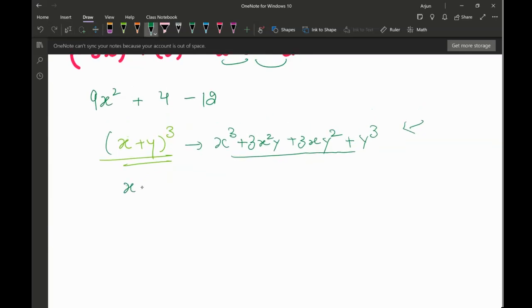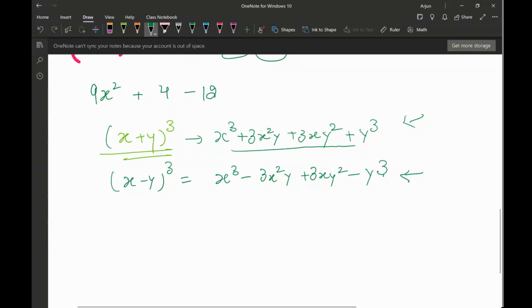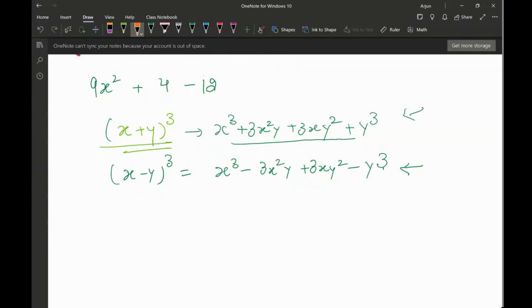And if it is x minus y whole cube, then the expansion will come out to be x cube minus 3x square y plus 3xy square minus y cube. So you can note down this one too in your formula booklet. Then there is another formula.